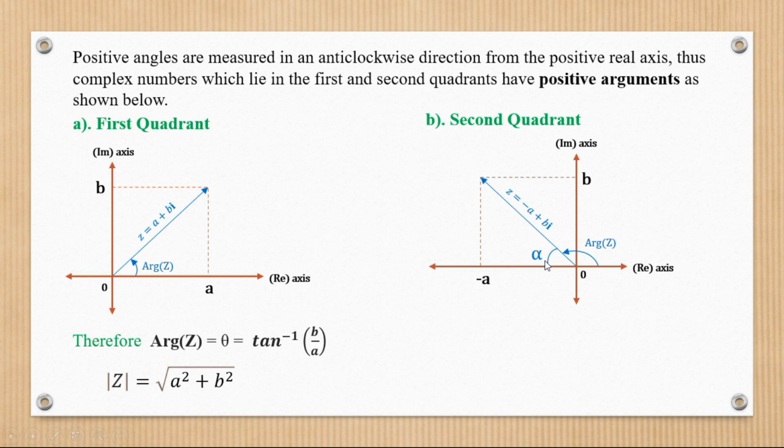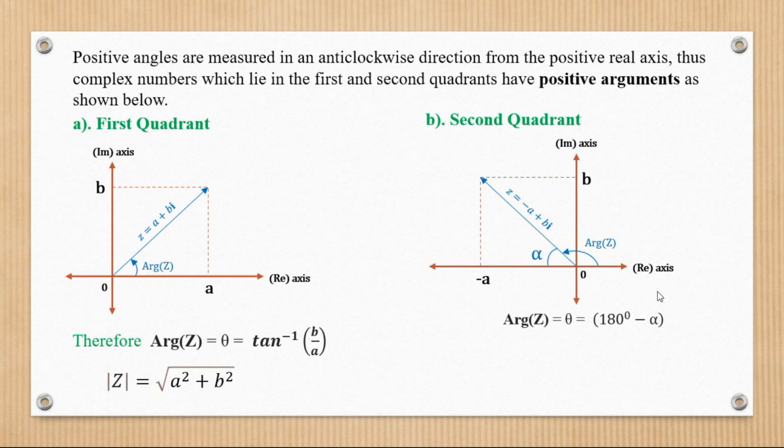So that means we're going to first find what alpha is. We're going to find the value of alpha, and then we're going to subtract that from 180 and we'll get the argument of z. As you can see, therefore the argument of z, which is theta, is going to be equal to 180 minus alpha. So we're going to find alpha first, and then the answer we get, we subtract it from 180 and we'll get the value of the argument of z.